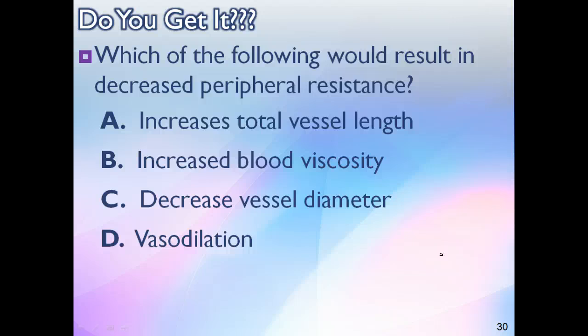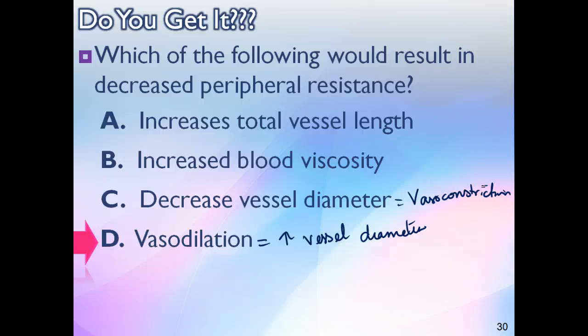Increase in vessel length, increase in blood viscosity, decrease in vessel diameter, or vasodilation. Now, most students struggle with these two here because they don't realize the relationship between the two. Well, let me rewrite these for you. Vasodilation equals an increase in vessel diameter, whereas a decrease in vessel diameter equals vasoconstriction. With the verbiage change, does it make your answer easier to identify? Hopefully it does, because the correct answer is D.